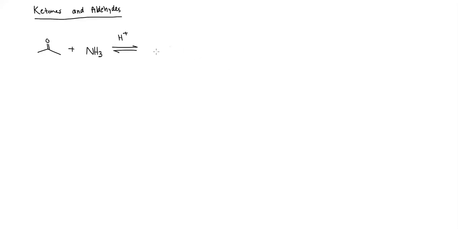So what that looks like is I get an N here with an H on it. So I remove two hydrogens, and then whatever's left is on there. Now there's a name for this. This is an imine.